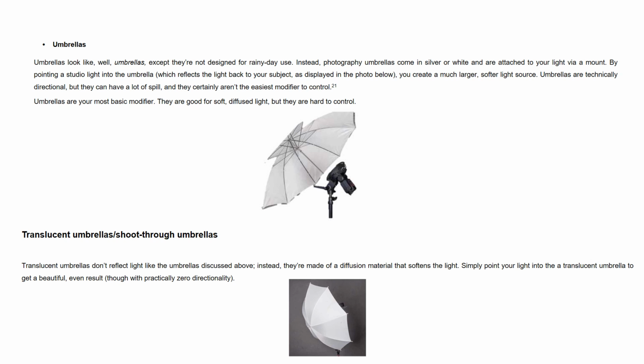Next is translucent umbrellas, or shoot-through umbrellas. Translucent umbrellas do not reflect light like the umbrellas discussed above. Instead, they are made of diffusion materials that soften the light. Simply point your light into a translucent umbrella to get a beautiful, even result, though with practically zero directionality.